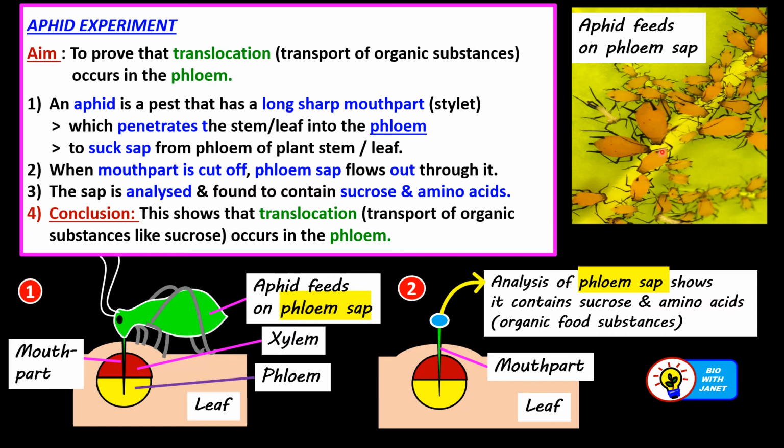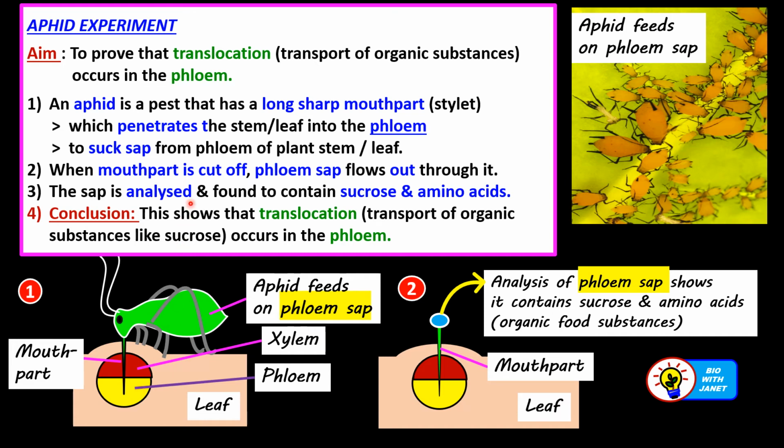Now, this raised part here is the vein of the leaf, which contains the vascular bundle. That's why the aphids are concentrated along here. There are so many aphids here. Their sharp mouthparts have pierced the phloem in the vascular bundle in the leaf, so that they can draw up the food substances.